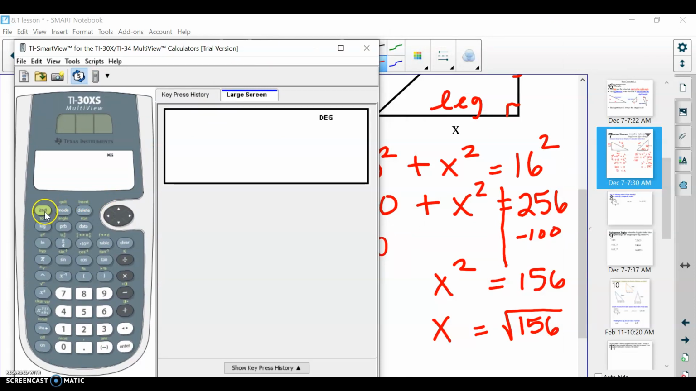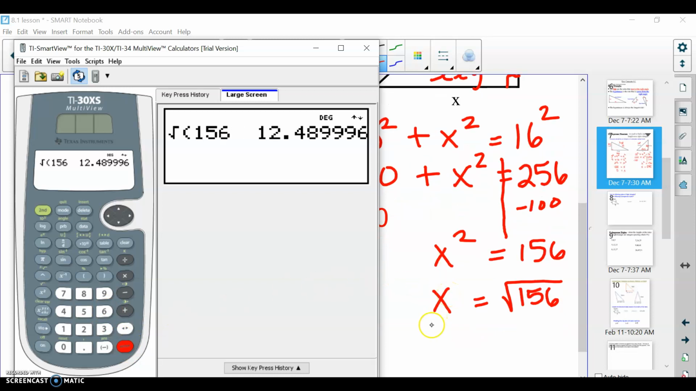So when I type in, I have to press the second button, and then my square root is down here, right? And then I type in 156. Now when I hit enter, I get a decimal. That is not simplest radical form. However, we can write it down.